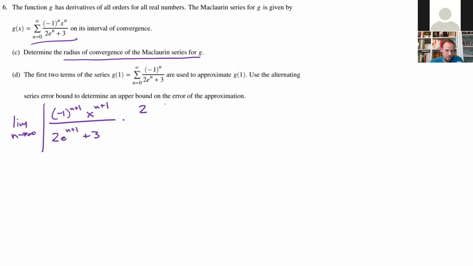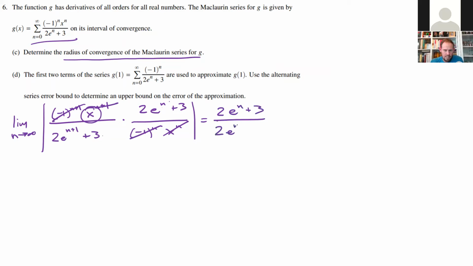So it's actually over that whole thing with just to the n. And let's see, we've got -1 to the n, x to the n. So the absolute values are going to get rid of the -1s. The x to the n plus 1 and x to the n are going to cancel, and we're just left with this x on the top. These two guys aren't going to cancel because that plus 3 gets in the way, but it is going to work out pretty nicely. So we've got 2e to the n plus 3 over 2e to the n plus 1 plus 3 times the absolute value of x. We want that to be less than 1.